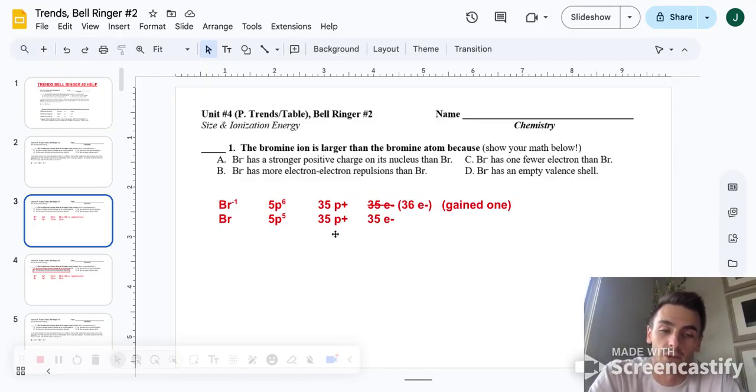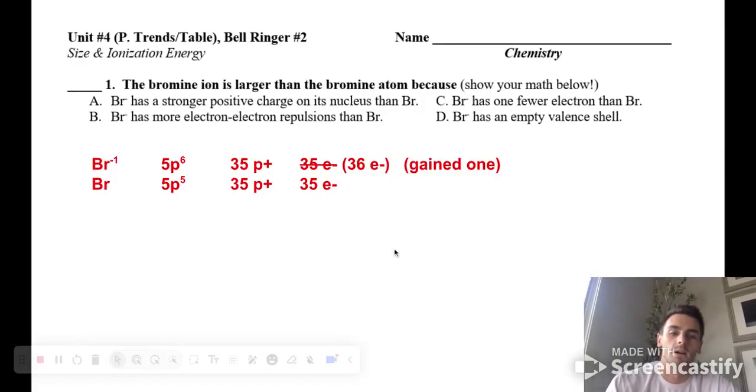We have to make sure the electrons don't tell us a story. Go to the protons. Well, we have bromine both times here, but now we've all of a sudden gained one more electron. So that's that whole idea of if I'm walking 35 dogs and now they add another one, those negatives are going to push each other apart even more. So we'll have more repulsions and a bigger cloud. That's why it's bigger. So that's letter B.